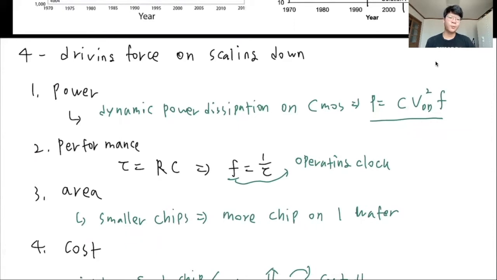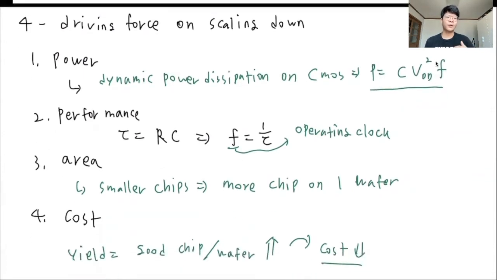Second, there is performance. Performance is related to the time constant tau equals RC, so lower resistance and capacitance make a higher operating clock. Third, area. As we make smaller chips, we can make more chips on one wafer. And finally, cost. As we make smaller chips, we can get better yield.